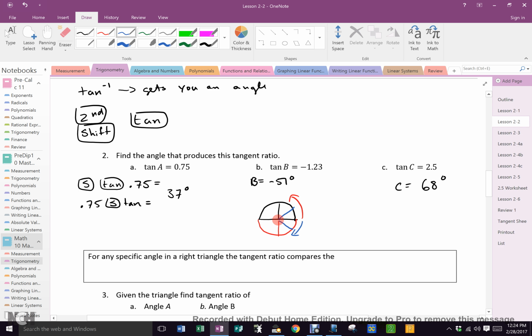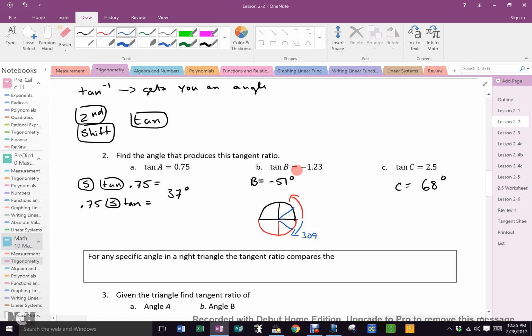How many degrees in a circle? 360, but I went back 51. So this must be 309, correct? That's grade 11 math. I'm just showing it to you now to show you that there is more to angles than half a circle. Everybody cool? And if you do the tan of 309, you will get negative 1.23 because negative 51 and 309 are the same thing. Good? This is kind of extra credit. Don't really worry about it. Is everybody okay with that?